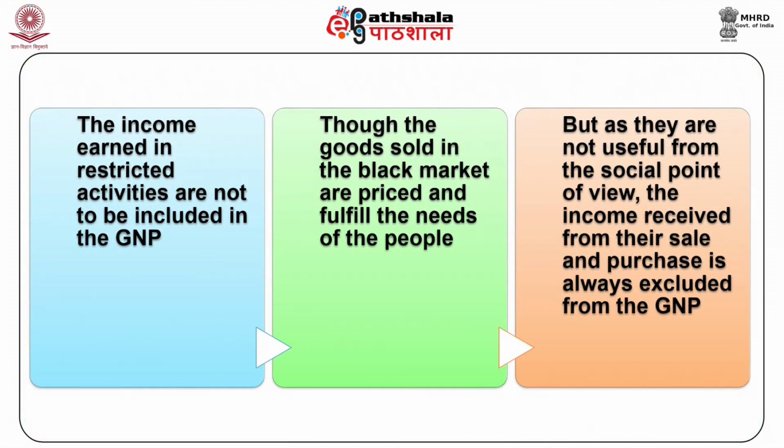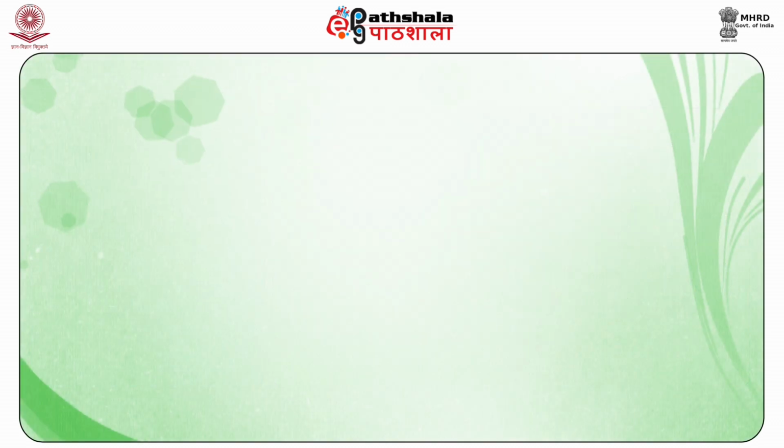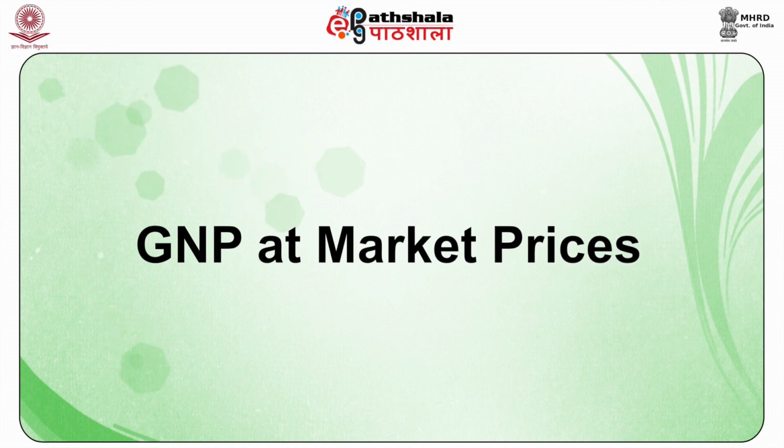Seventh, the income earned in restricted activities is not to be included in GNP. Though the goods sold in the black market are priced and fulfill the needs of the people, but as they are not useful from the social point of view, the income received from their sale and purchase is always excluded from the GNP. G. GNP at market prices. To convert gross domestic product into national product, we must add the total income from abroad into a nation.